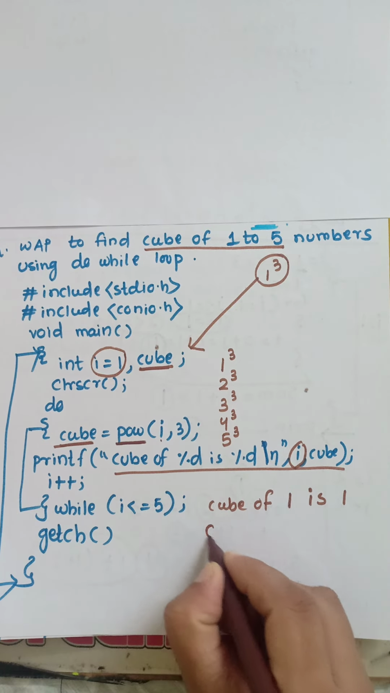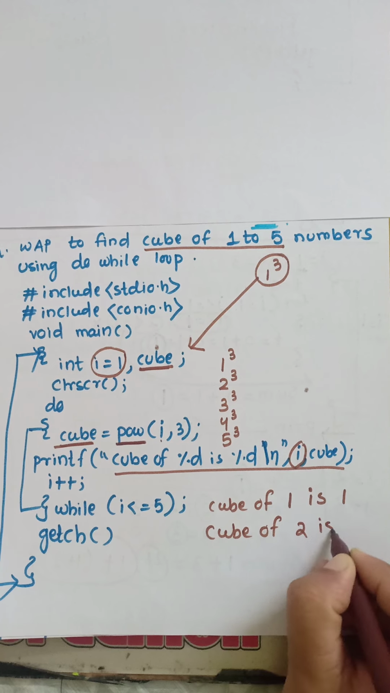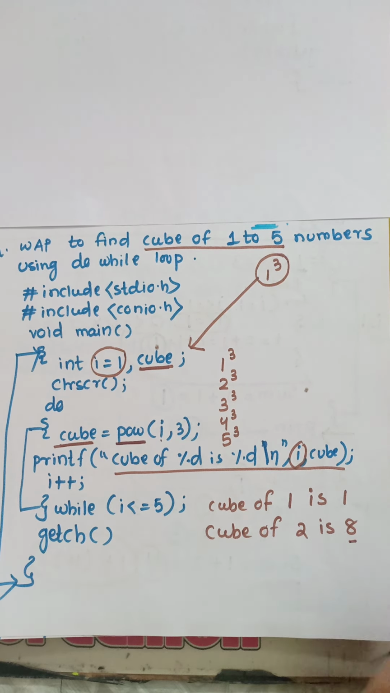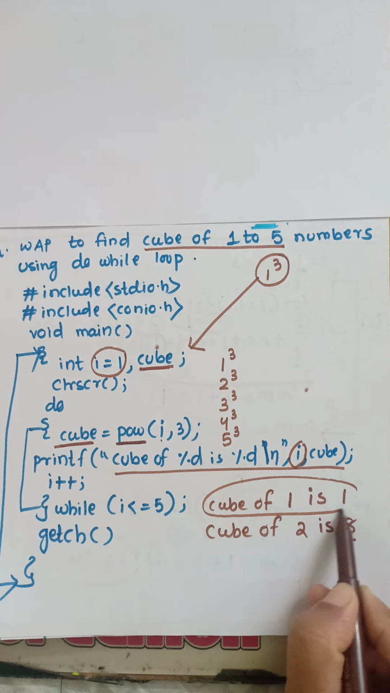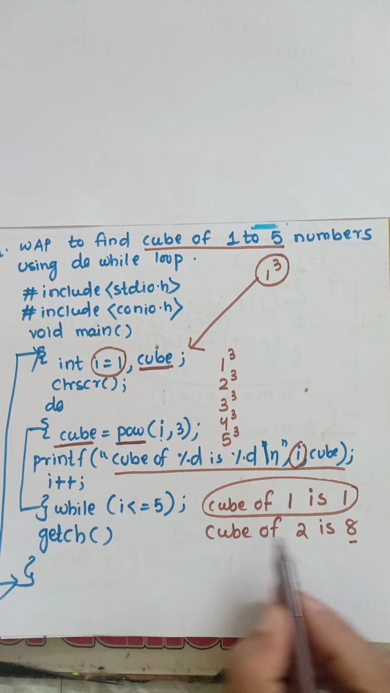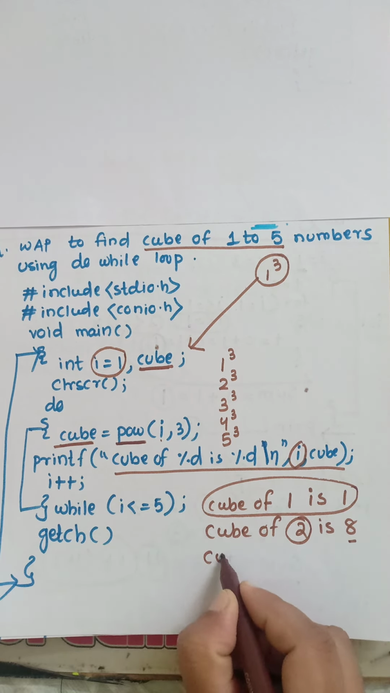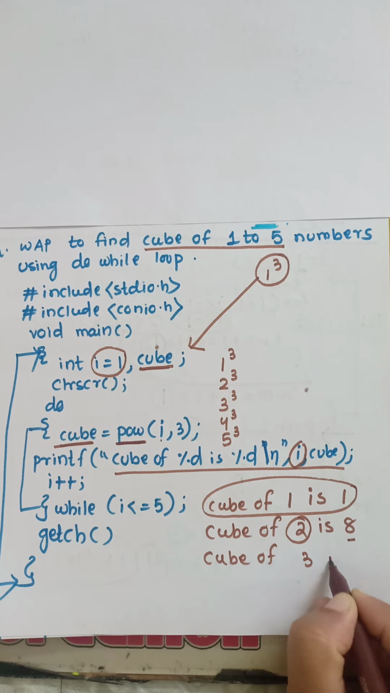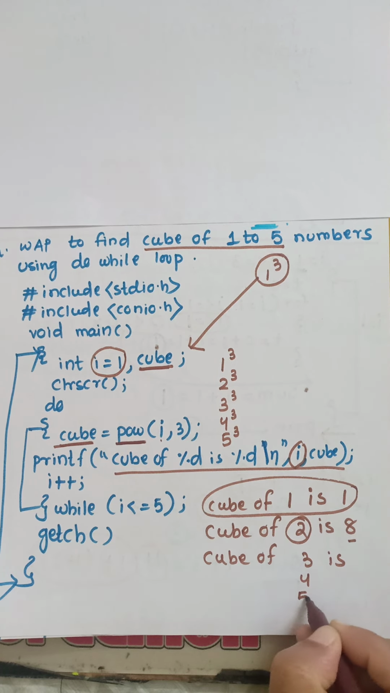If the i value is 2, then what is the output? Cube of 2 is 8, because 2 to the power 3 equals 8. After printing this line, next the i value increases. Next the i value increases here. So now we are checking this one. Next again the i value increases. Then cube of 3 is, then we are calculating all the values for 4 and 5.